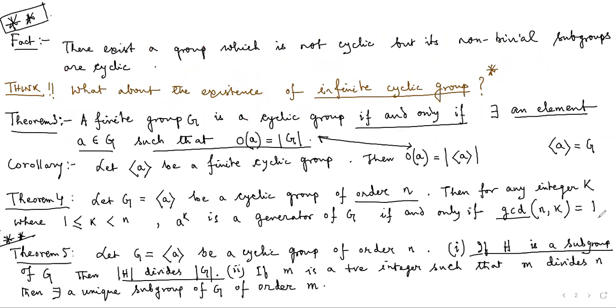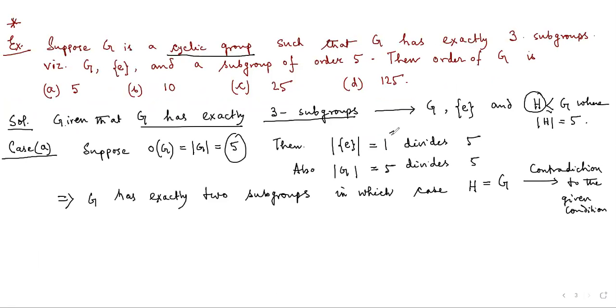Why is it so? Because it is written in the second part that if M is a positive integer such that M divides N, there exists a unique subgroup of G of order M. Here, let us choose M to be 1, and here let us choose M to be 5. Since 1 divides 5 and 5 divides 5, there is a unique subgroup of order 1 and a unique subgroup of order 5. These unique subgroups are nothing but the singleton E and G itself.